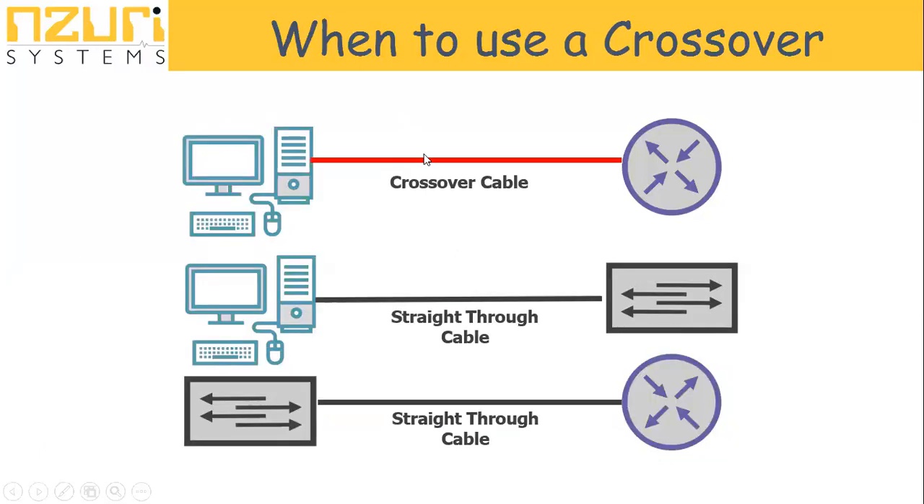Okay, so let's look at the other scenarios. So you can see PC to router is still a crossover cable. But a PC to a switch, I can use a straight through, because these devices transmit on 1 and 2, receive on 3 and 6. But this guy, what? They receive on 1 and 2 and they transmit on what? 3 and 6. So then a straight through is fine.